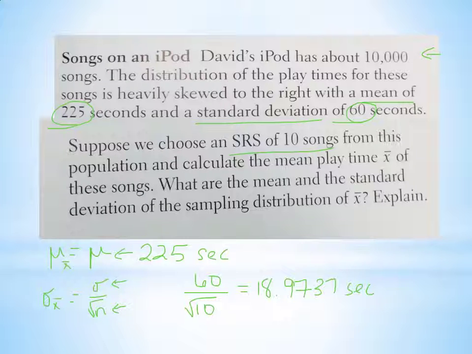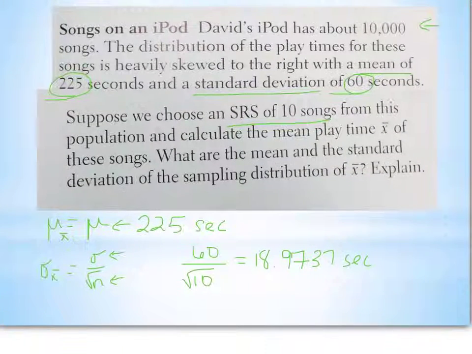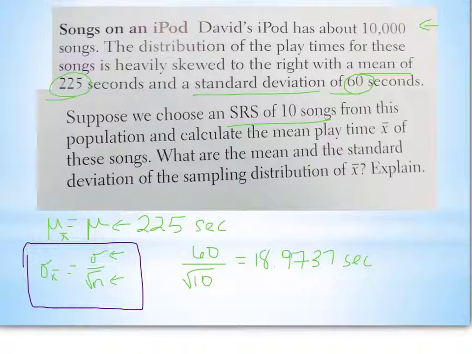Remember, the mean of a sampling distribution is the mean of the population. And remember that the standard deviation is standard deviation over the square root of n. Because now I have 10 songs that I have to consider into my standard deviation. The standard deviation decreases. Remember from our lab, if the standard deviation originally was 60, your spread ended up shrinking down when your sample size increased. So it decreases here. It's now 18.9737.